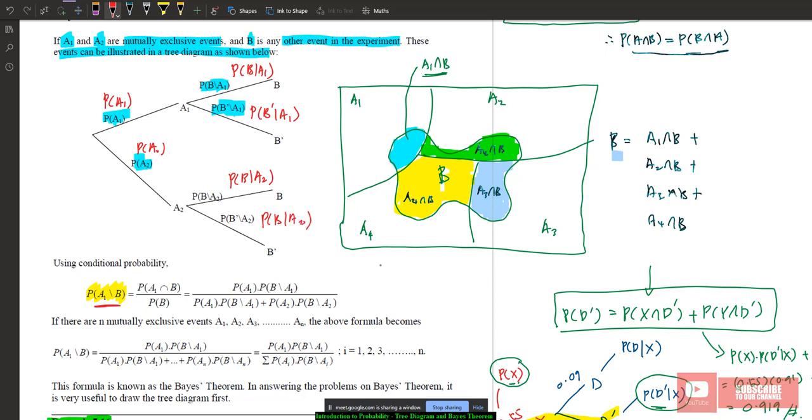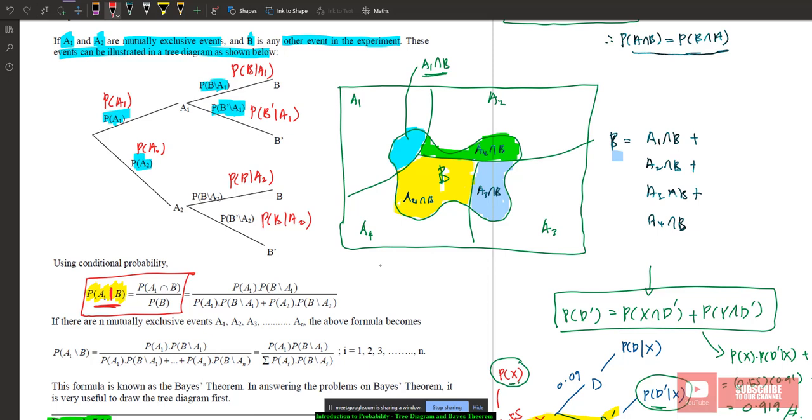If you want to find the probability of A1 given B, if you look at the tree diagram, we don't have the probability of A1 given B. What we have is probability of B given A1. By using the basic conditional probability, probability of A1 intersect B divided by probability of B. So that's why we need to find probability B.